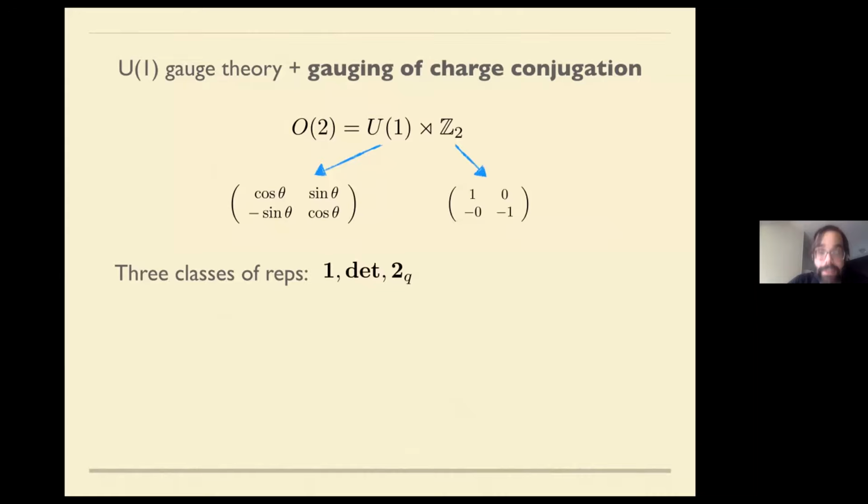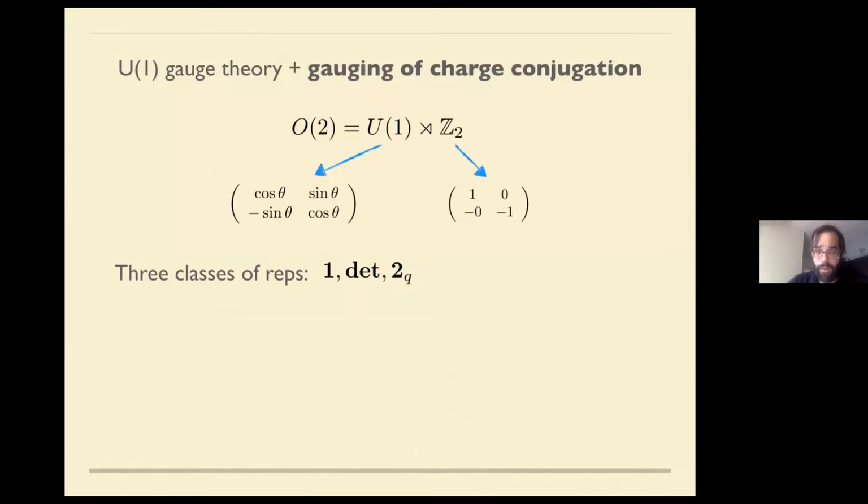Well, there's a trivial representation. The determinant representation, which represents this matrix trivially and this matrix by a sign. And then this other guy, which is just the usual rotation representation, which is Q-fold covered. We just put a Q in front of the angle here, okay? So you have, of course, Wilson lines for all these representations.